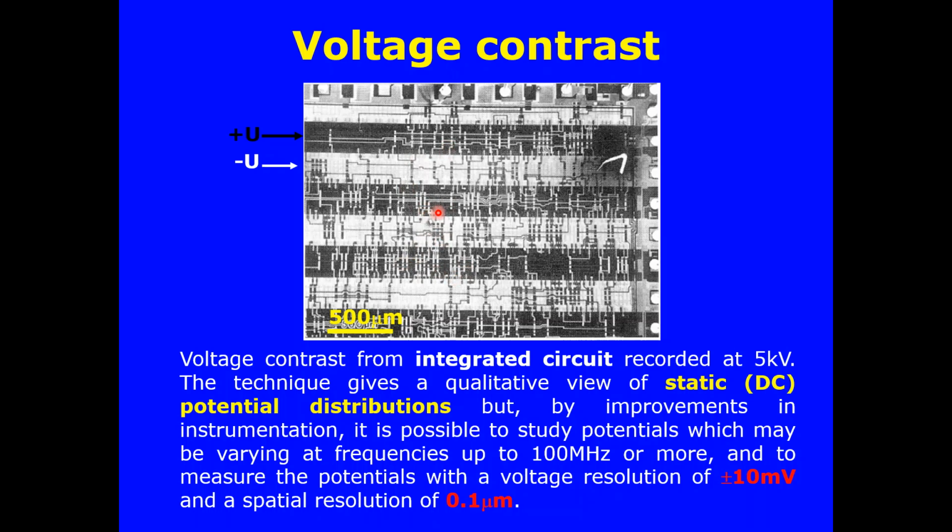So this is an integrated circuit that is being recorded at 5 kV. The technique gives a qualitative view of static potential distributions, but by improving the instrumentation, it is possible to study the potential, which may be varying at frequencies up to 100 megahertz or more, and to measure the potential with voltage resolutions of plus or minus 10 millivolts and a spatial resolution of 0.1 micrometer.